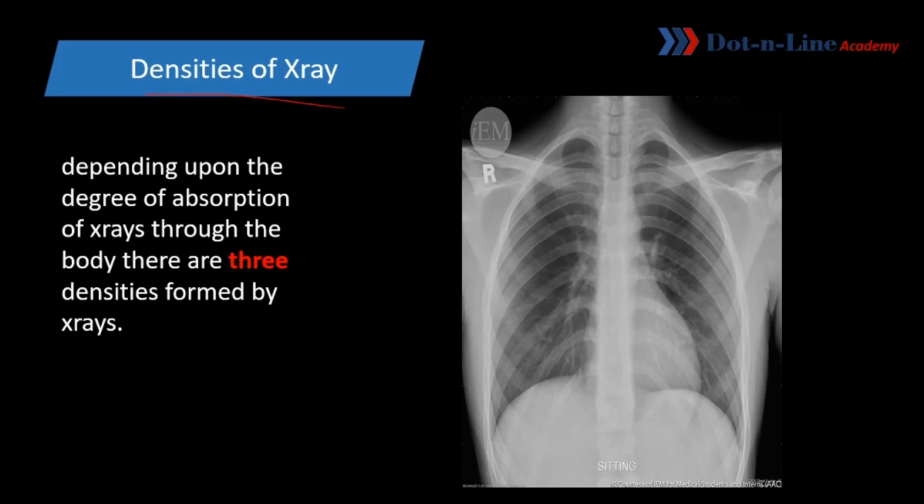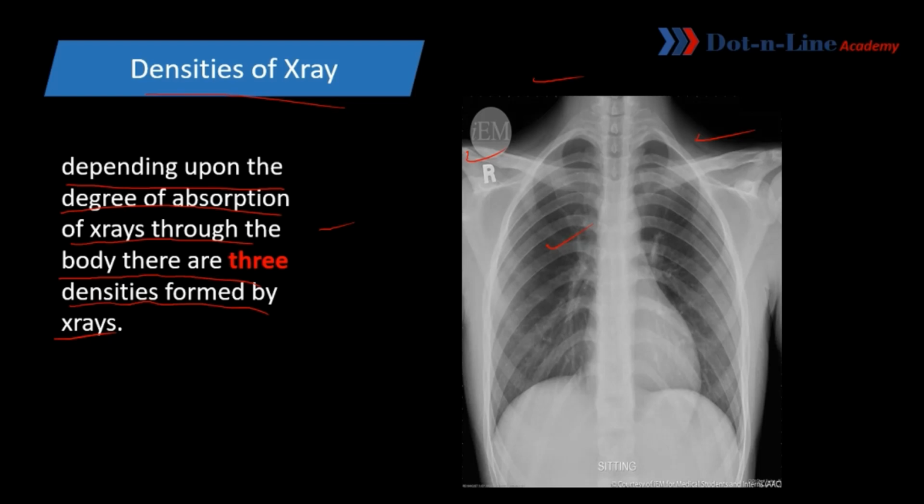Densities of X-rays. So basically there are three densities. Let me read it first. Depending upon the degree of absorption of the X-rays through the body structure, there are three densities formed by the X-rays. So this is the X-ray film. It has a dark color, bright color, dark color, gray color.